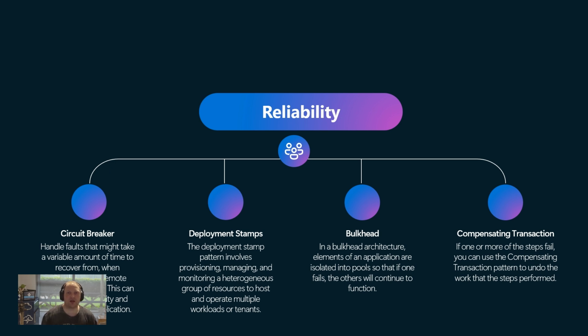So these reliability patterns, circuit breaker, deployment stamps, bulkhead, and compensating transaction are fundamental in building resilient applications. They help us manage fault tolerance gracefully, isolate failures, and maintain consistent and reliable operations. By adopting these patterns, we can deliver robust applications that meet the high expectations of our users.